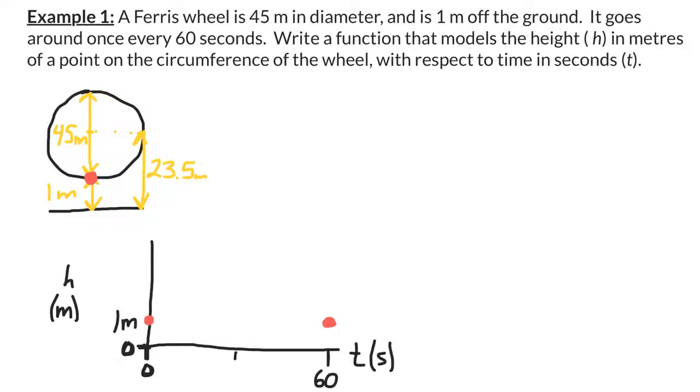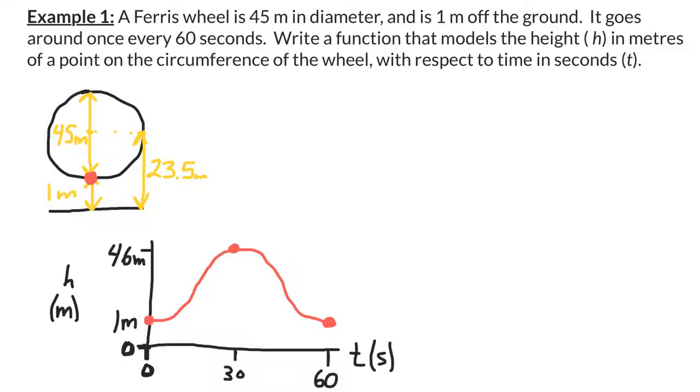So at 30 seconds, I'm at the highest point on my Ferris wheel, which was 46 meters. So if I draw a curve now, you can see my height's going to go up, then it's going to go back down. And it's going to repeat for every time around the circle.